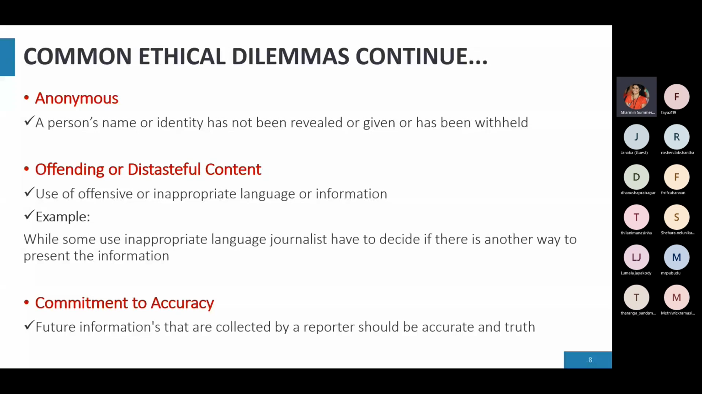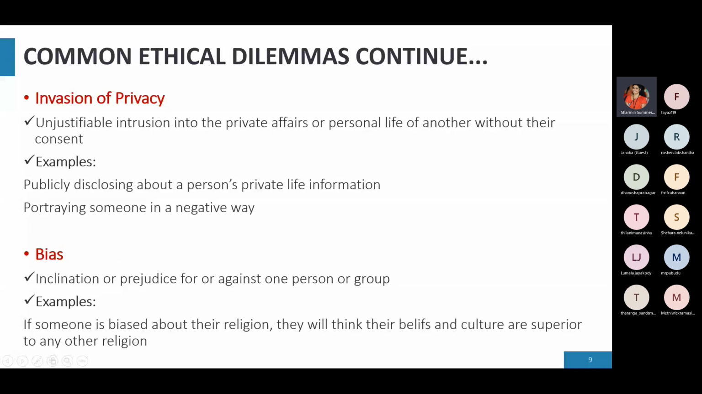In addition to these, there are two other ethical dilemmas as well: invasion of privacy and bias. You all know invasion of privacy means, without the consent of another person, a third person intrudes. Intrusion means invading, getting in. Those are the synonyms: invasion, getting into actions. So intruding into the private affairs or personal life of another person.